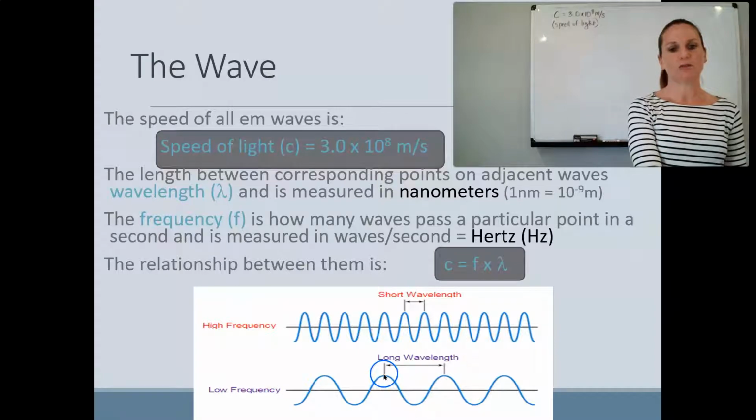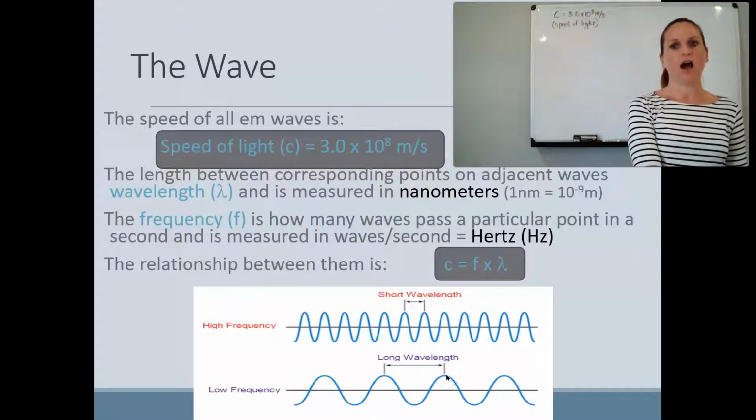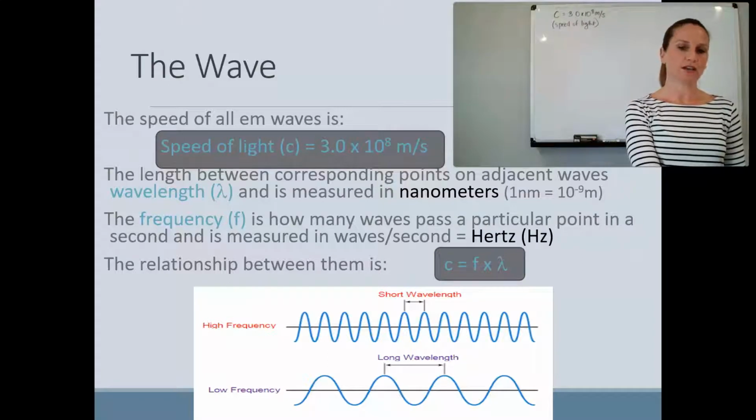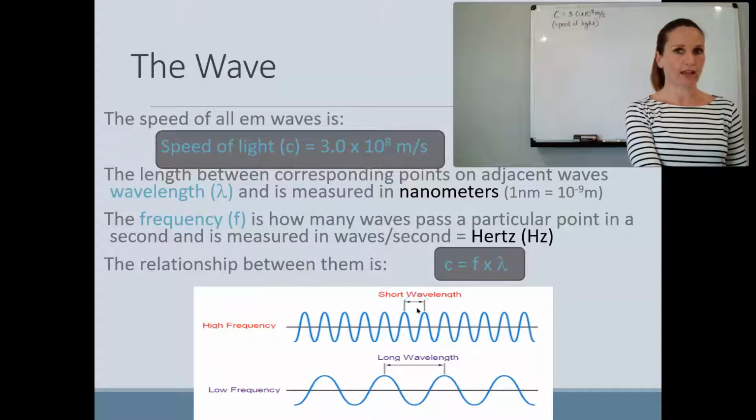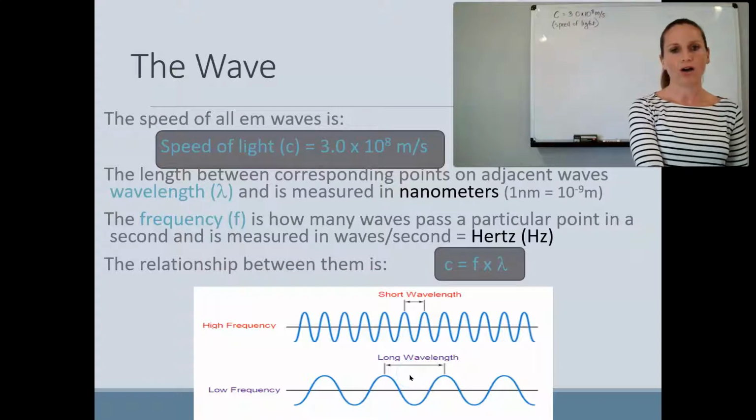So in this case, we're measuring from crest to crest of waves that are next to each other in order to give us our wavelength. So this low frequency wave down here has a long wavelength, a longer distance between crests of the wave. And in this wave that is at a higher frequency, we see a shorter distance between the crests of the wave. So we say that this high frequency wave has a shorter wavelength, where a low frequency wave would have a longer wavelength.